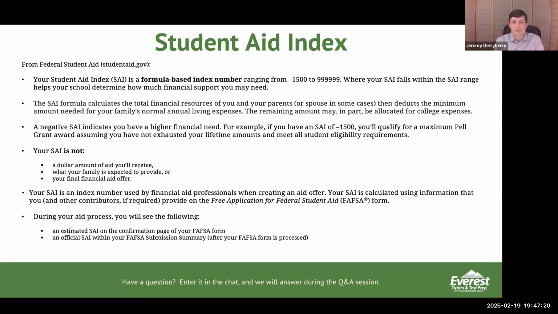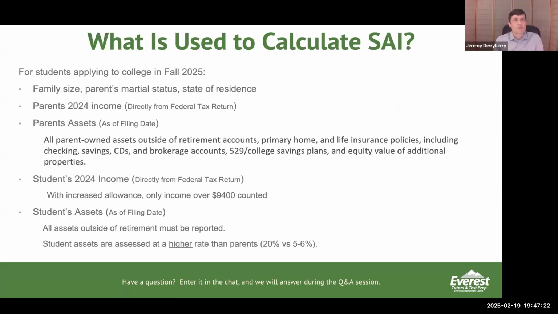What goes into it? For students coming up this year, it's going to look at your family size. It's going to look at your marital status, your state. It'll pull your income for you and your student. There are several things that are counted as your assets. One important thing to know is that it's not looking at your retirement funds. So that's not going in there. But your 529 plans are being counted as a parent asset. Anything that you have that's a liquid asset is going to be counted.